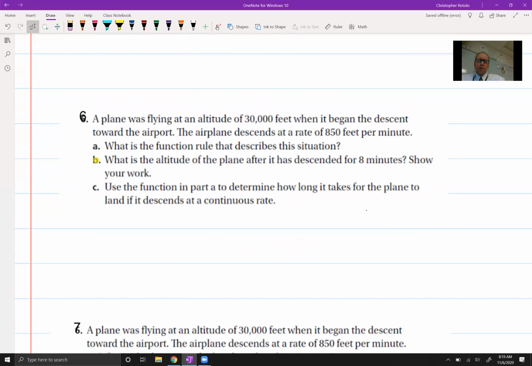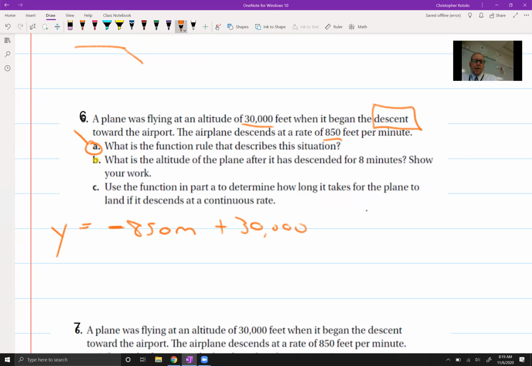All right, now we're in an airplane and we're flying at an altitude of 30,000 feet. So we're way up in the sky and we begin to descend. So we're going to go down. That means this 850, as I build an equation, is going to be minus per minute, but we had started at 30,000 feet. So we're able to build our equation. That's what we have going on in A. Remember, descend means to go down, so I made that 850 negative.